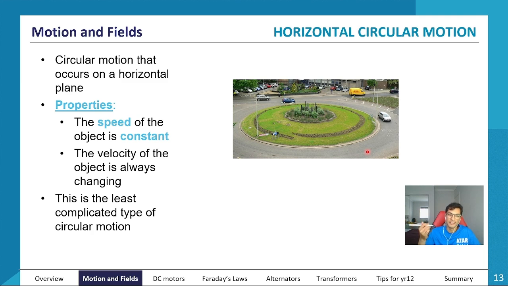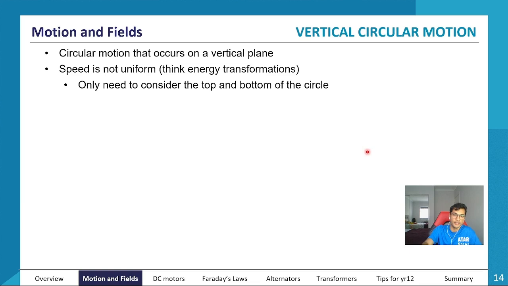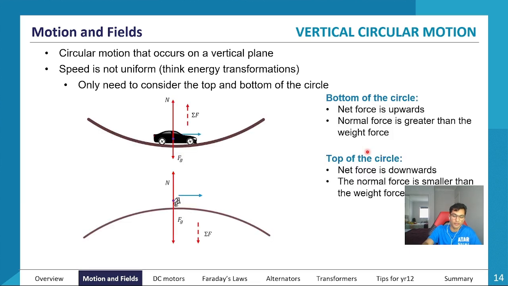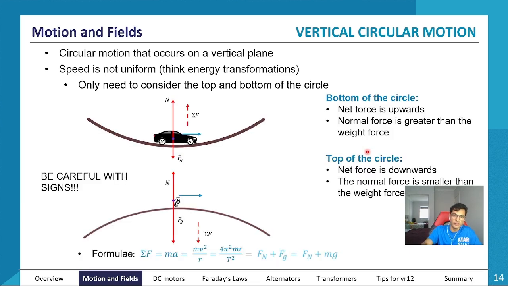So this is the least complicated type of circular motion. Things get slightly harder when we get into vertical circular motion. Imagine this was a Ferris wheel or a roller coaster.